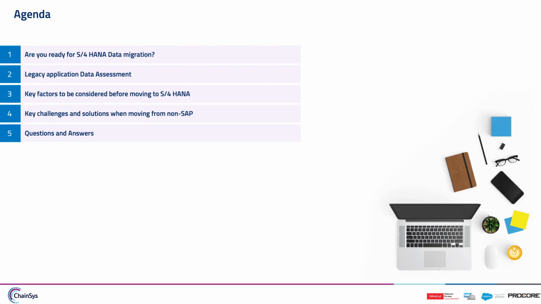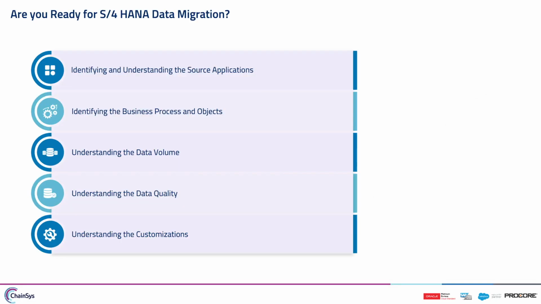Let's get started. So I'll start with the checklist. From the readiness point of view, the following items should be taken into consideration. The first one is identifying and understanding the source applications. What are all the source applications available in your system landscape? Is it only SAP ECC, or are there any other non-SAP source applications involved? Source systems are one of the key factors to determine the type of implementation as well, whether it is going to be a greenfield implementation or a brownfield implementation.